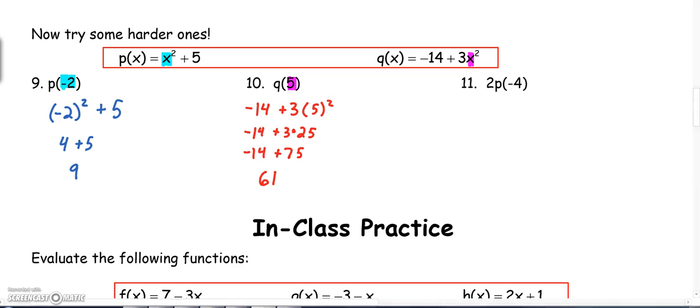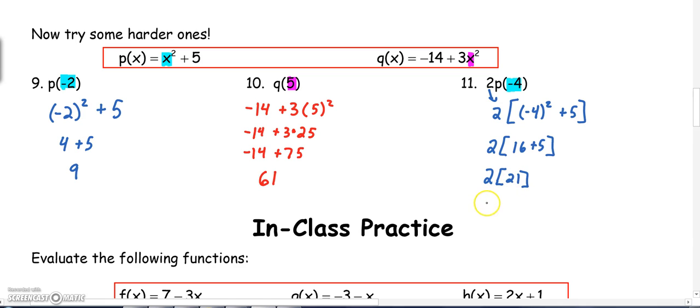In our last equation, we have to be careful again with that 2 out front. So we're going to substitute negative 4 in for x, but I'm going to put it in brackets. So bracket negative 4 squared plus 5. I'm going to bring that 2 and place it in front. So I now have 2 times negative 4 squared is 16 plus 5. 16 plus 5 is 21. So then I have 2 times 21 is 42.